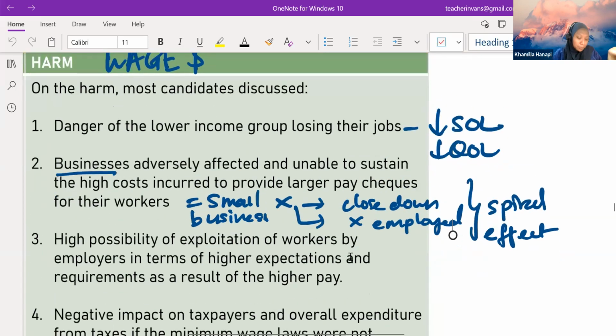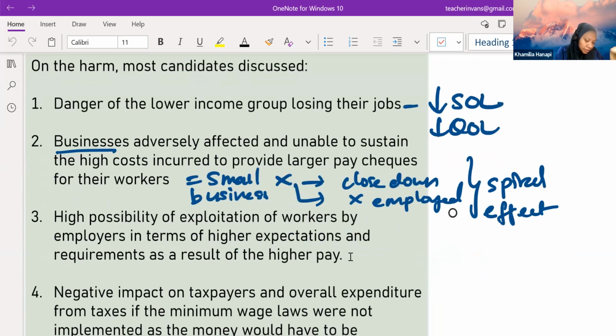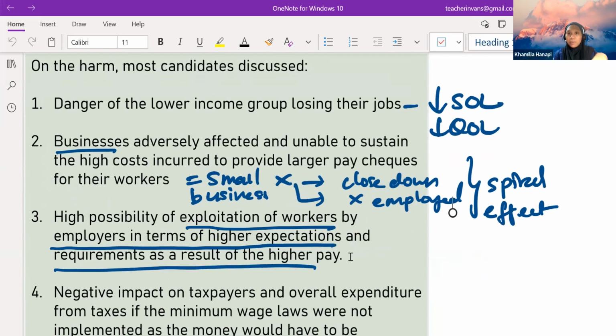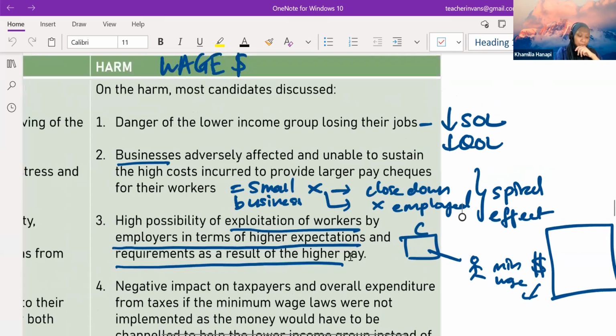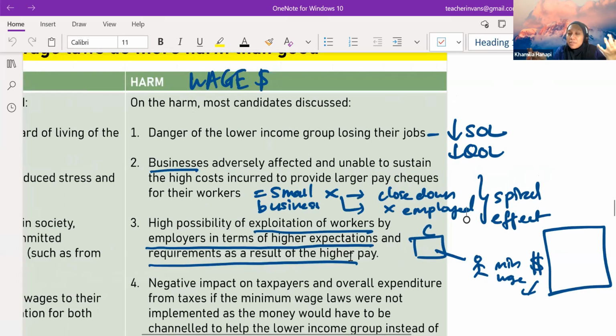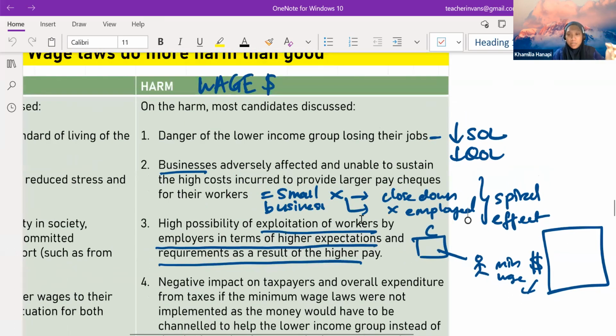Next, how does it harm? Because there will be exploitation of workers by employers, in terms of higher expectations and requirements as a result of higher pay. When a company hires a worker on minimum wage, the idea is: I pay you this much, so you must do this amount of job. So exploitation, no? This is one of the harms that the minimum wage law can do.